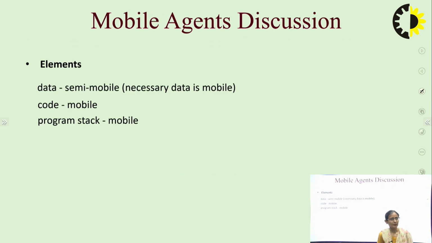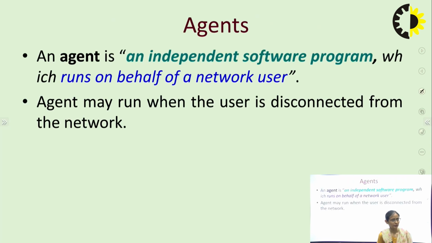So, in the case of mobile agents, we have seen that data is semi-mobile in nature. That is, only the data which is required for further calculation is under movement. That is your intermediary results. Code is purely mobile in nature and the program stack is also mobile in nature.